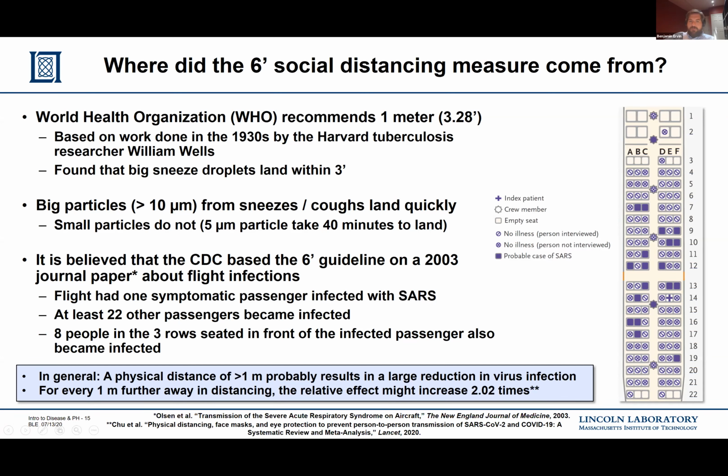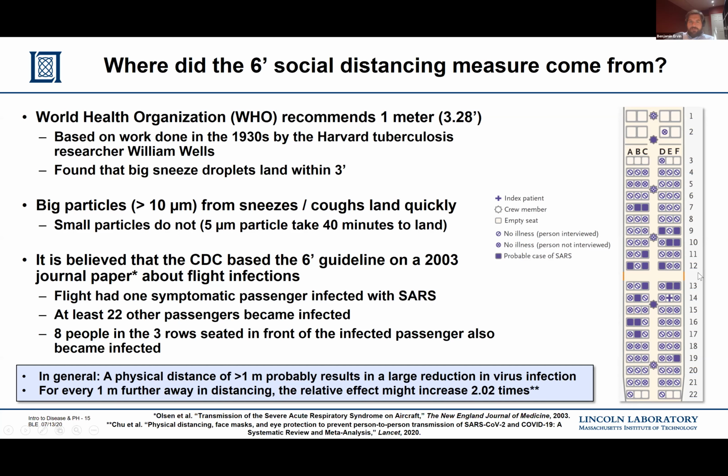8 people were in the 3 rows seated in front of the infected passenger. So over here on the right, this is the infected passenger at this cross. And the passengers infected as a result of this passenger, you can see, are the solid squares. You can see that it's obviously concentrated in the rows up here, but there are other people behind and on the sides that also became infected. A little bit of randomness to this.